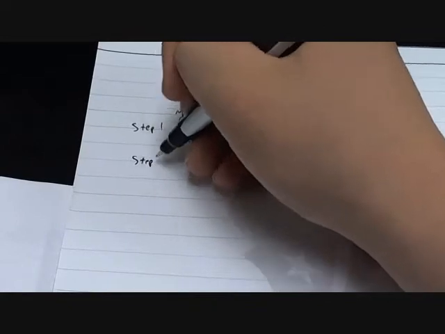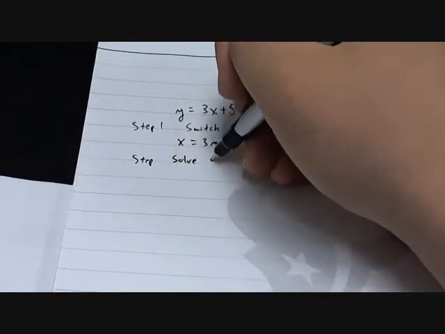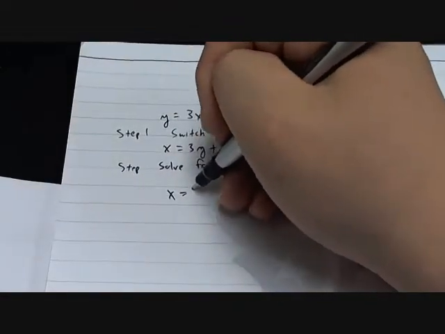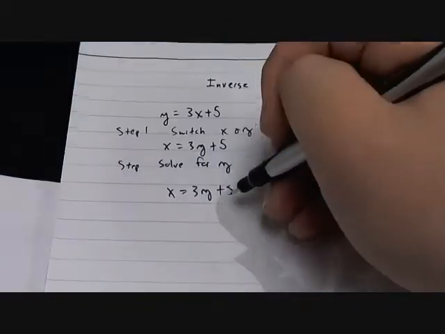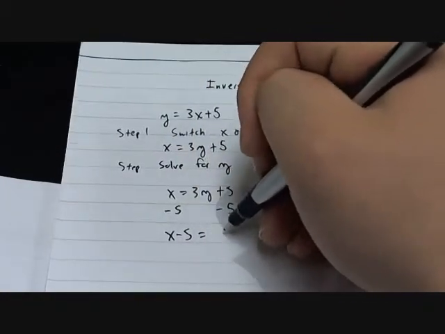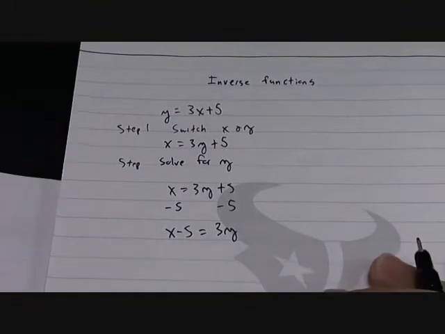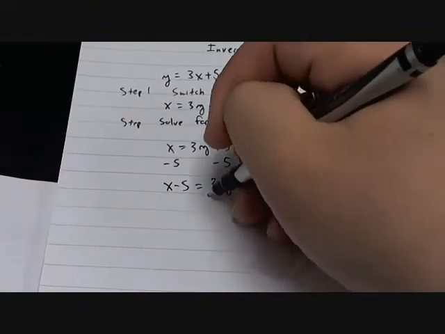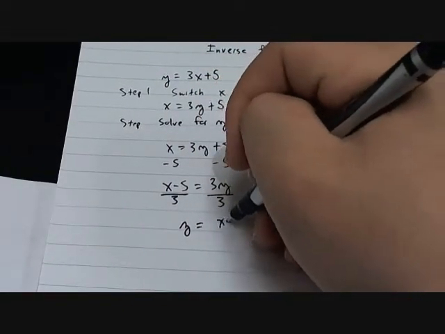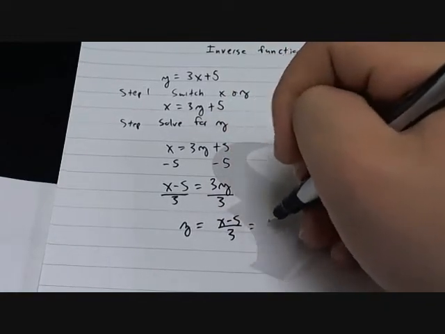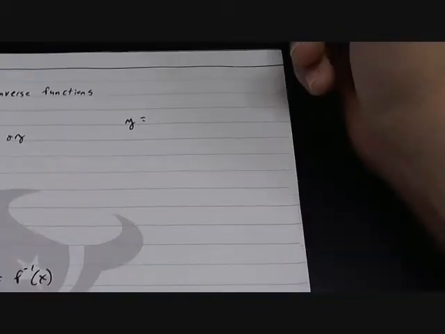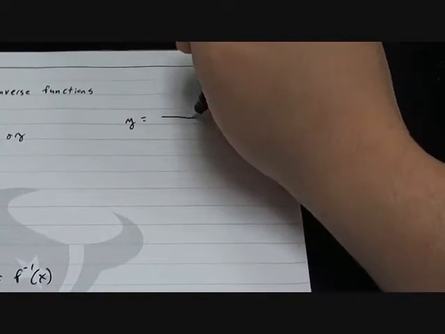Step 2, which is the harder part, is solve for y. So first you gotta get y by itself. The first thing we get rid of is the 5. Where you do one side, you have to do to the other. So x minus 5 is equal to 3y. Then you have to divide by 3 on both sides. So you're left with y is equal to x minus 5 over 3. And this is your f inverse of x. Simple as that.